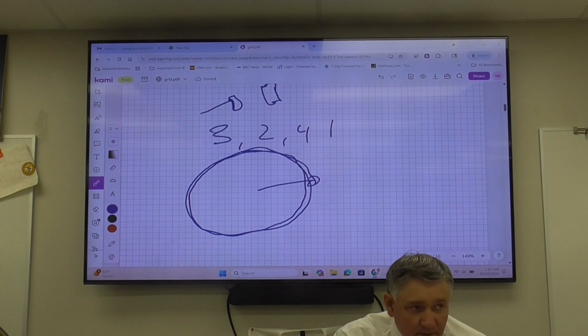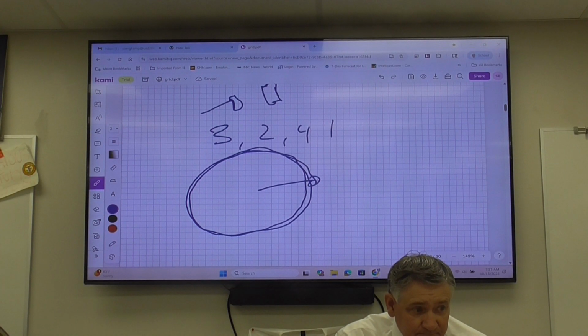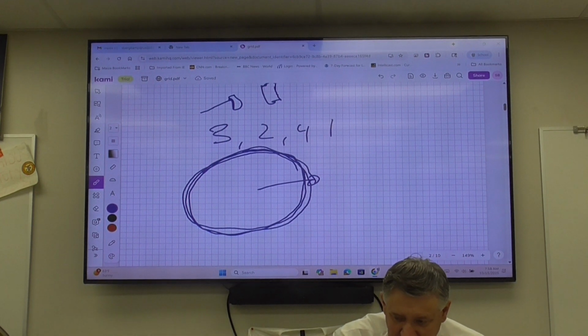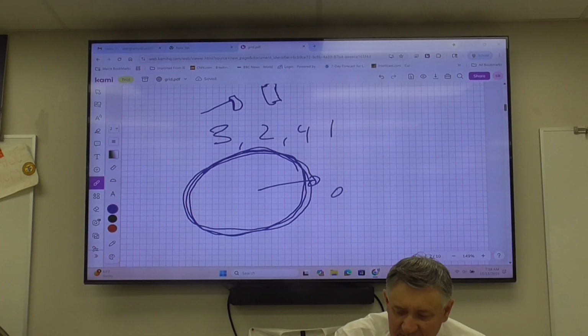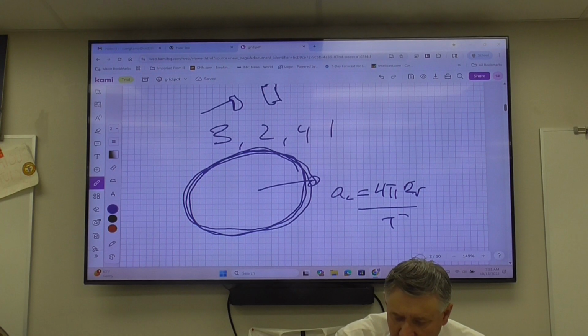What question? Number 10. I'm talking. The one with 3 in there. The one that says, talk about the spaceship. So if you look at centripetal acceleration equaling 4 pi squared r over T squared.